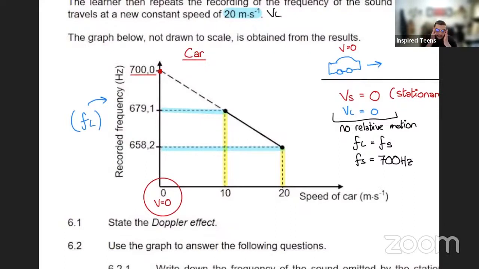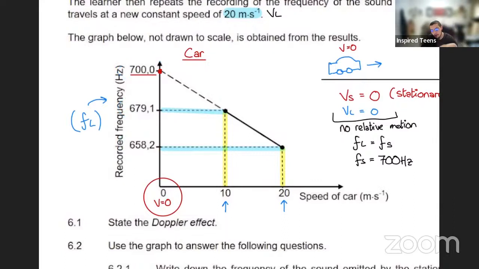Okay, so we understand that the frequency emitted by the source is 700. Then when we see the speed of the car increasing, we know that the Doppler effect is occurring. There is relative motion between the two, and as you can see, there's a change in frequency. But in order to determine whether it's moving towards or away, we need to determine what kind of change is made to the frequency. From 700, it went to 679.